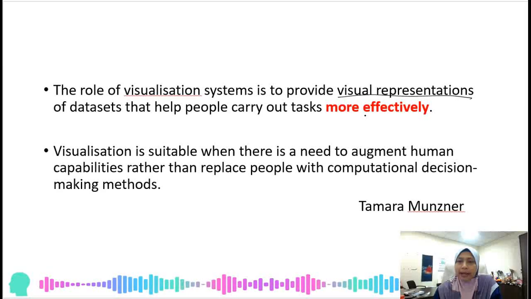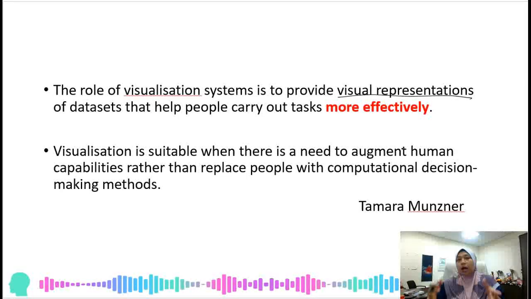This one is by Tamara Munzner. I do not know how to pronounce her name. She says that visualization is suitable when there is a need to augment human capabilities rather than replace people with computational decision making methods. Meaning that when it comes to decision making, rather than letting the computer make the decision for us, we use the visualization technique to help us make the decision.